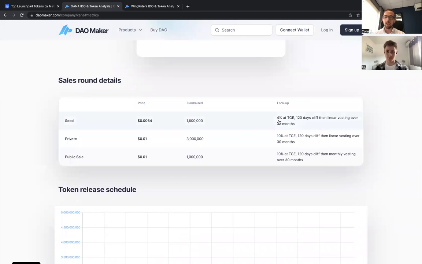Yes. So if you invest in the seed round, you get 4% of your tokens at the token generation event. Then you need to wait for 120 days. That's what the cliff means. So the cliff means we jump off the cliff and we don't come back. We need to wait. And then you get linear vesting over 32 months, right? What does that mean? Linear vesting.